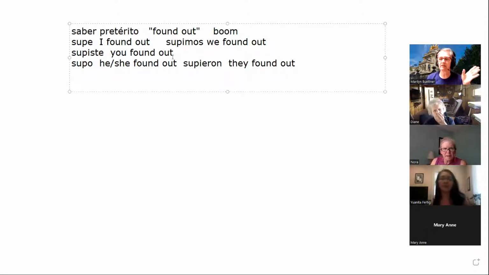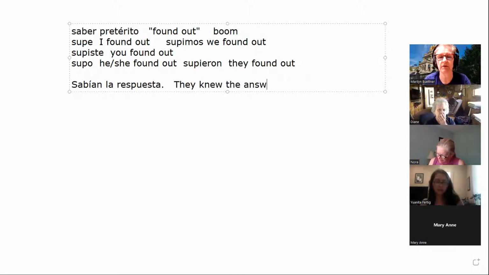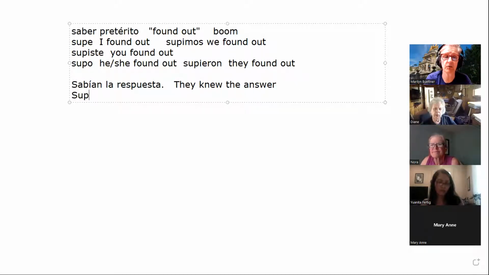And it definitely does not mean just the idea of they knew. If I want to say, oh, they knew the answer to that, right? They knew it. It's sabían la respuesta. They knew the answer. How long? I don't know. They just knew it. It was stored in the gray matter and they just pulled it out. Really, saying it this way changes the meaning quite a lot.